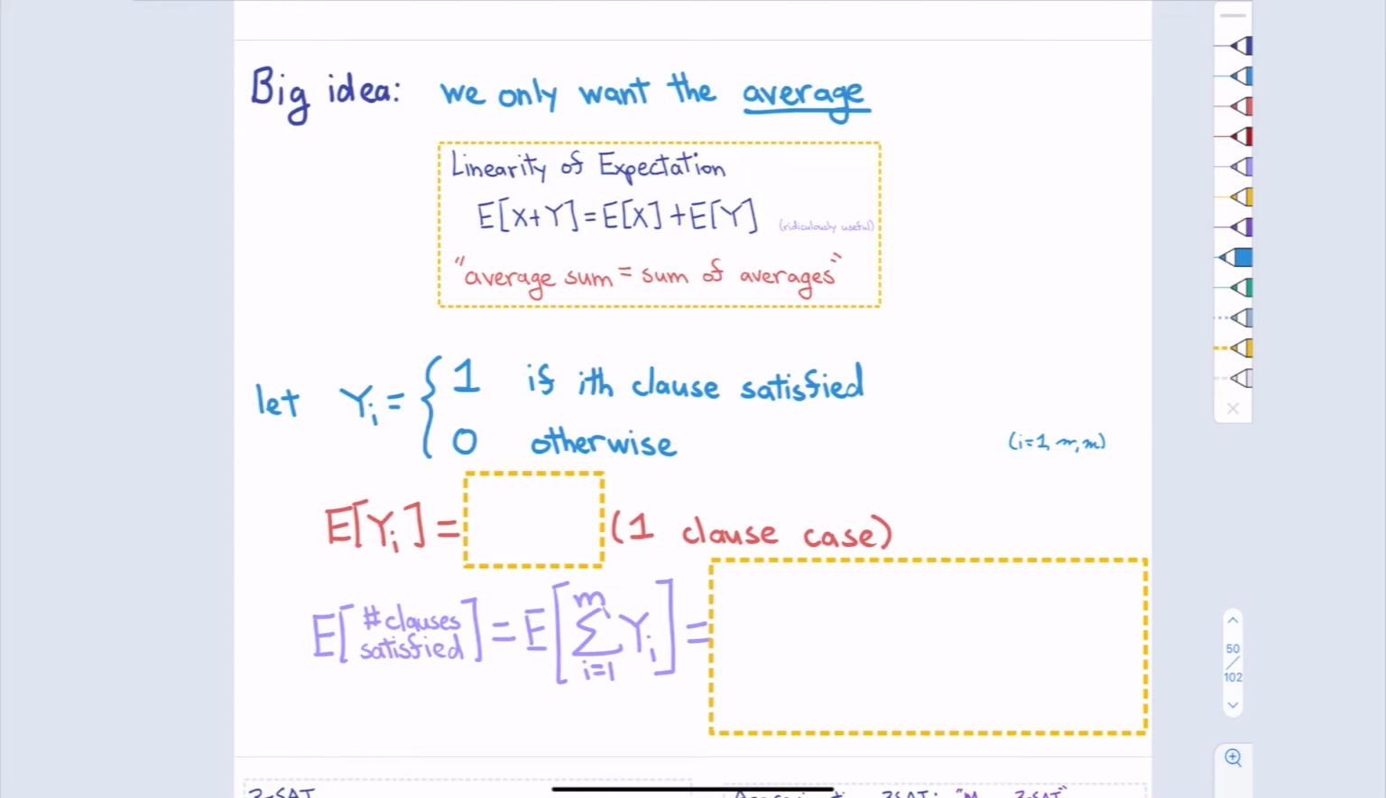One minus 1 over 2 to the power of how many variables? 3 variables, so 7/8. Okay, 7/8. Right? Okay. Now here comes the important part.